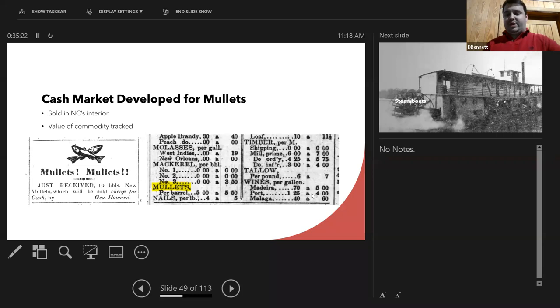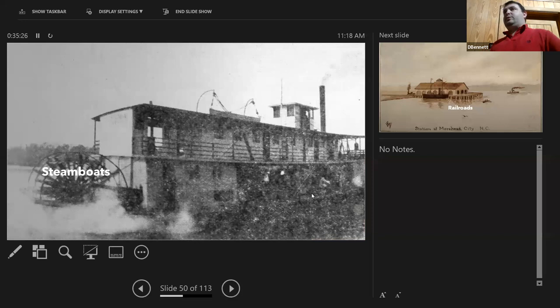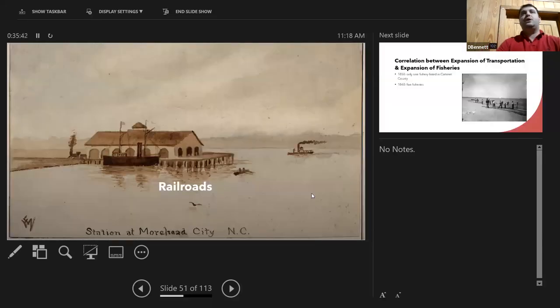That's because it's being sold extensively throughout North Carolina's interior, and it's being transported by steamboats up the Cape Fear River to places like Fayetteville. It's going up the Neuse River and other rivers as well. Then the railroads are expanding during this time period. For instance, in 1858, the railroad is brought into Morehead City, the old mullet line, and it goes down to where the port is today.